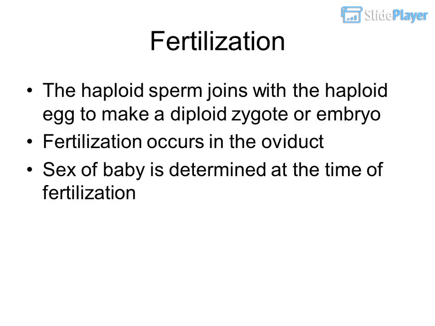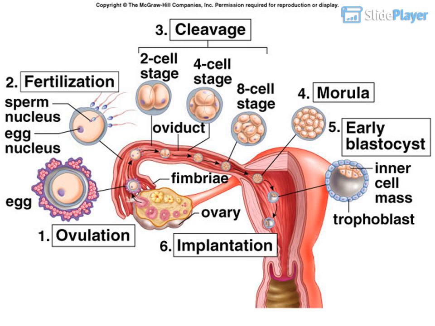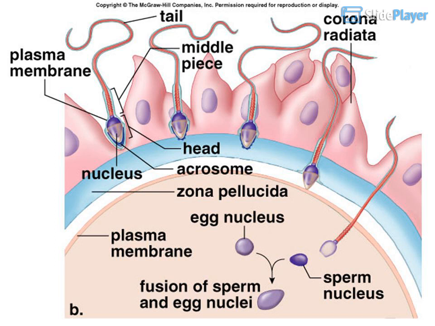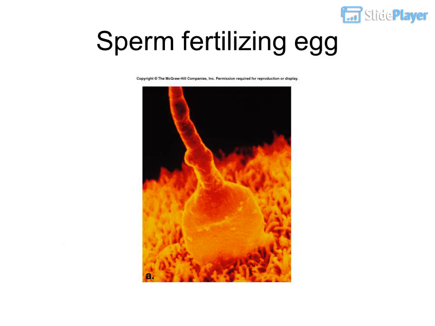Development. Fertilization. The haploid sperm joins with the haploid egg to make a diploid zygote or embryo. Fertilization occurs in the oviduct. Sex of baby is determined at the time of fertilization. Sperm fertilizing egg.